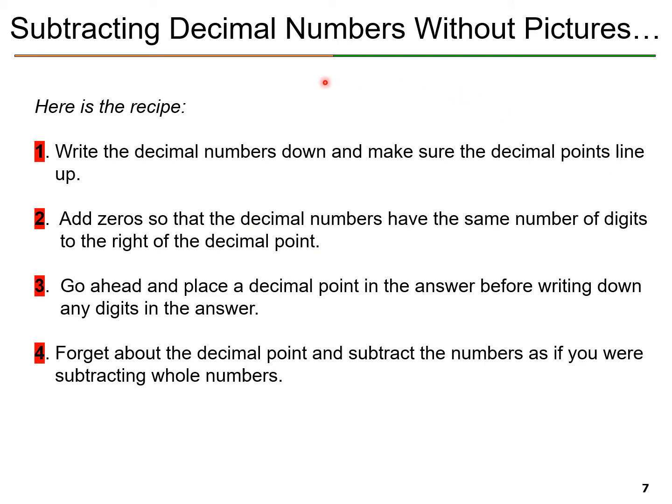Here's the decimal number subtraction recipe. Step 1, write the decimal numbers down, and make sure the decimal points line up. Step 2, add zeros so that the decimal numbers all have the same number of digits to the right of the decimal point.